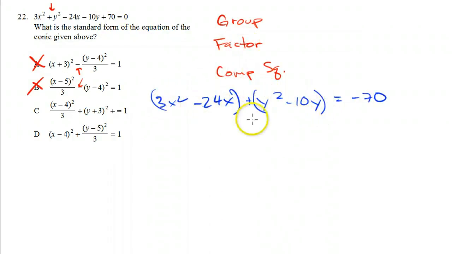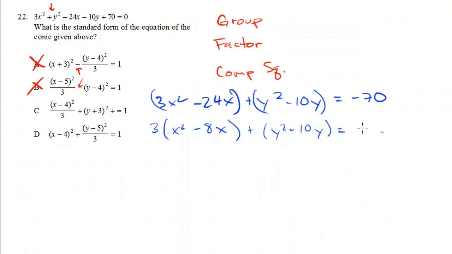Now what I mean by factor is, remember, we need a leading coefficient of 1. So the y is okay. The x, we need to take out that 3. So I pull that in front. And if I divide it by 3, and this also divide by 3, we get negative 8.